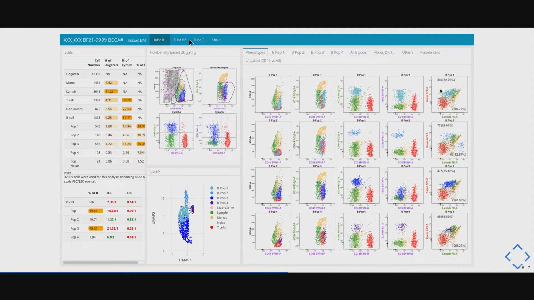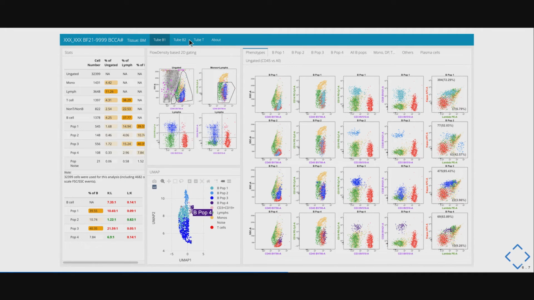From the traditional 2D plot, we can see the B2 population is polyclonal B cells, since it has both kappa and lambda populations, while the other B cell subgroups are kappa restricted. You can see that they only express kappa. On the UMAP plot again, B2 is a bit shifted from the B1 and B3 populations because B2 is the normal B cell population.